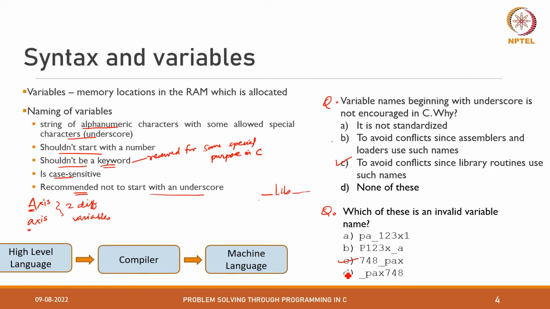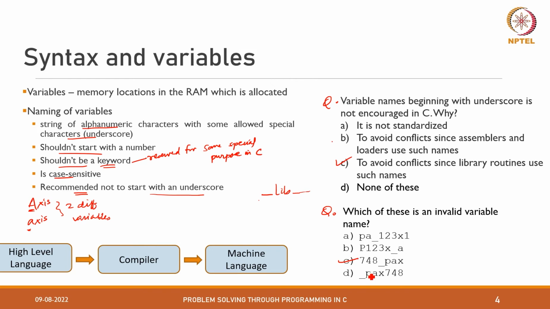Now going to the fourth option, it starts with an underscore. It's not really recommended to start with an underscore, but it is not any library name. There are no library routines with this name, so it is still fine. It is still valid as a variable name.